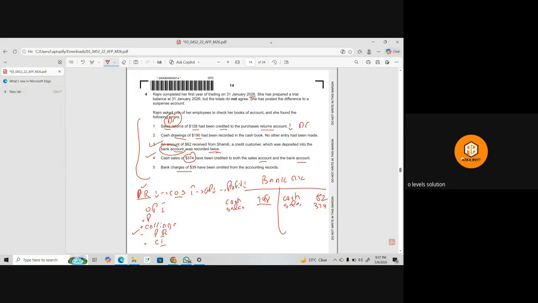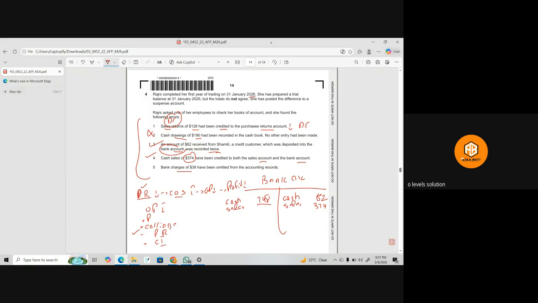First of all, see this one, the second one. That was the original balance. Cash drawings, that was recorded in the cash book. So it means that we don't need to correct it, because it's already recorded in the cash book.